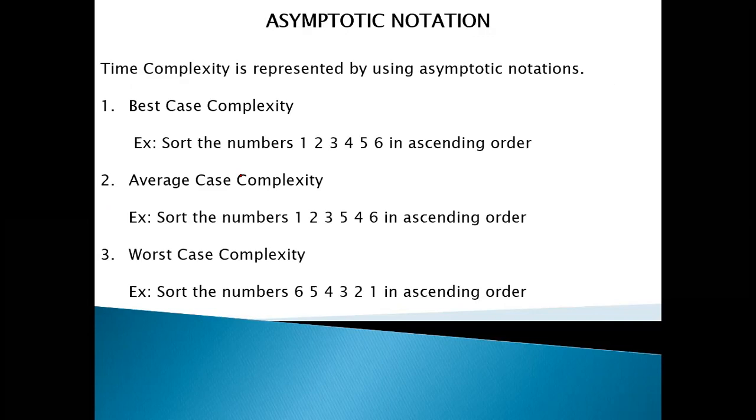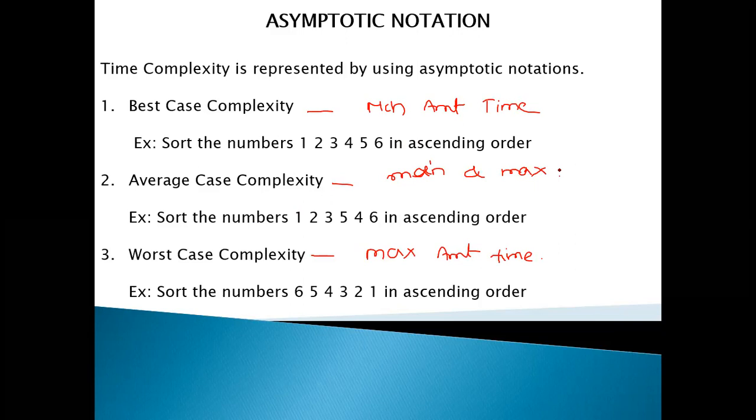So next is asymptotic notations. Here three types of notations are there. First is best case complexity, second is average case complexity, third is worst case complexity. The best case complexity represents the minimum amount of time required to execute an algorithm. Worst case is the maximum amount of time to execute an algorithm. Average case means it will be in between the minimum time and the maximum time.